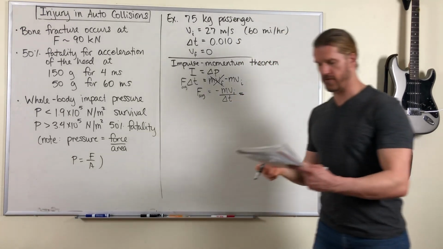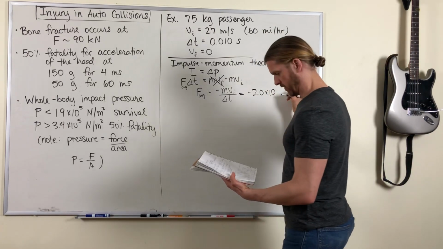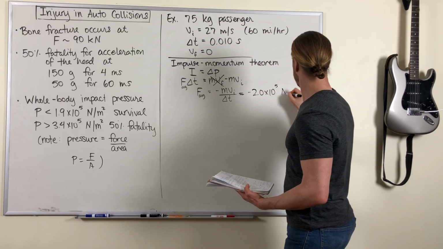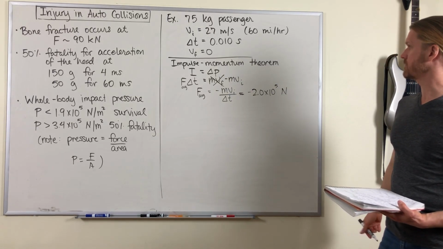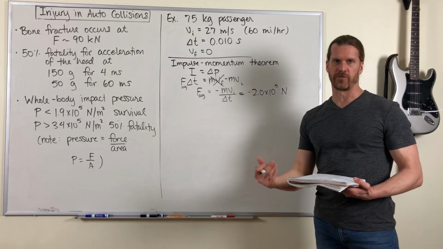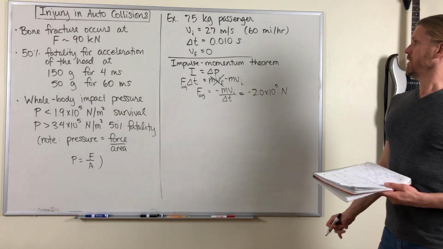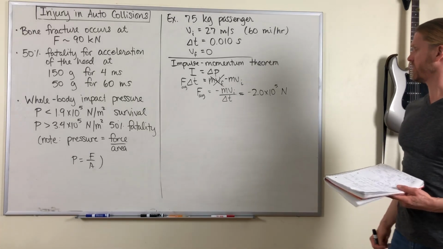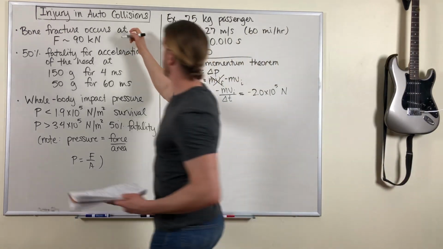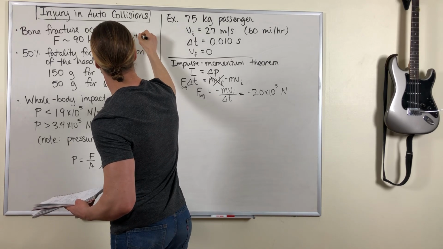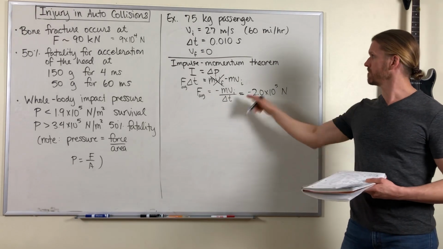And plugging in these numbers, that gives you a value of 2 times 10 to the 5th newtons. This minus sign just means that the force is opposite the direction that the person was going in to begin with. So this force is big enough to cause serious injury, because 90 kilonewtons is 9 times 10 to the 4 newtons, and so this is much larger than that. This person's bones are going to break.